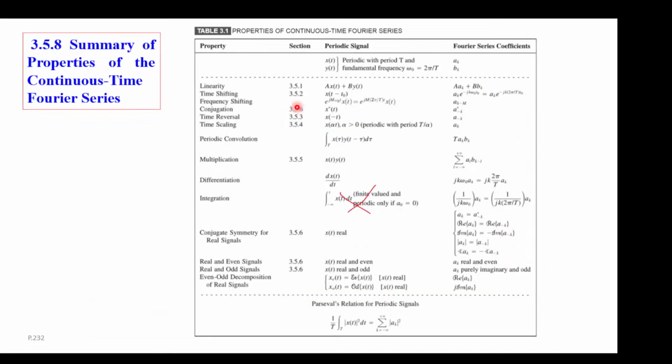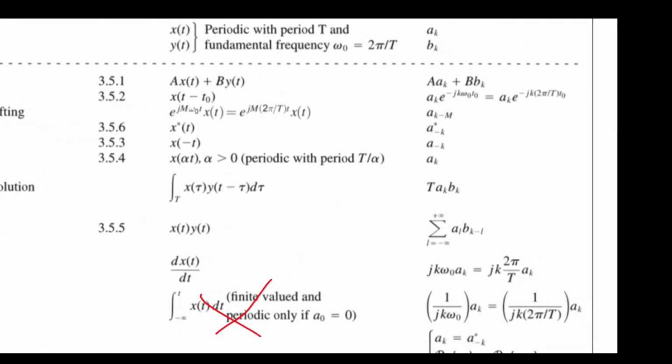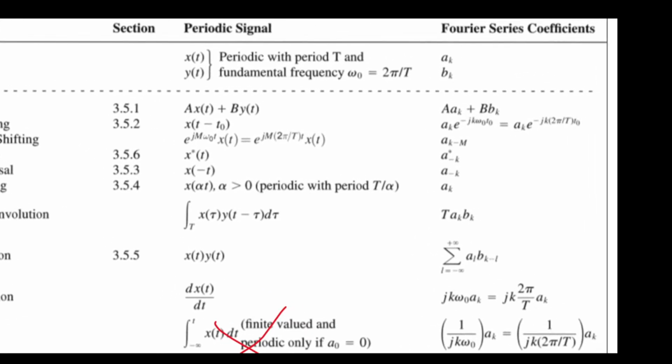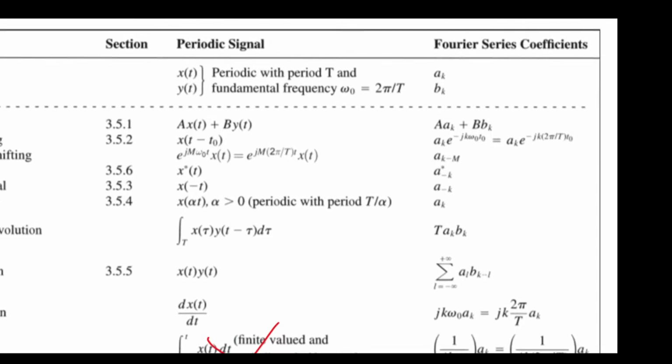Then we have this big table of properties of the Fourier series. First, they are linear. If your signal is linear in x, then it's also linear in the corresponding Fourier coefficients. And then if we do a time shift on the signal, the Fourier series coefficient will get this exponential factor, e to the minus j k omega naught t naught.